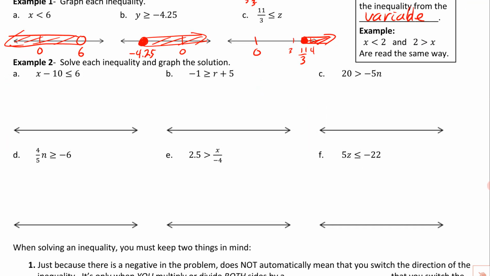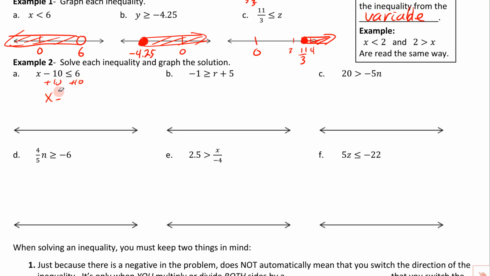All right, let's take a look at example 2 and let's solve these. Again, we solve these exactly like we solve an equation, except when we multiply or divide by a negative, then we're going to switch the direction. So as we go through here, I want you to ask yourselves, the step we're going to take here is we're going to add 10 to both sides. Does adding 10 change the direction of the inequality? It doesn't.